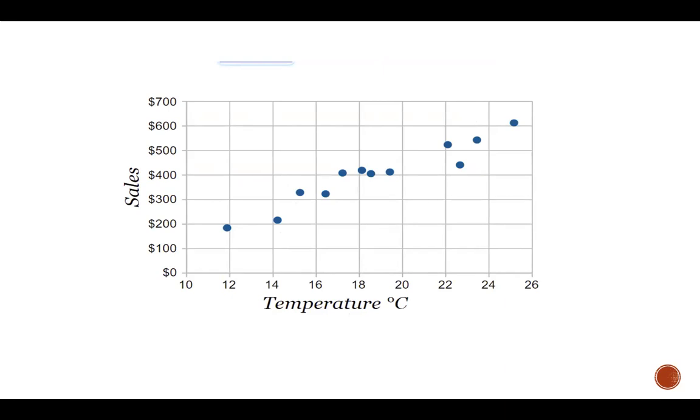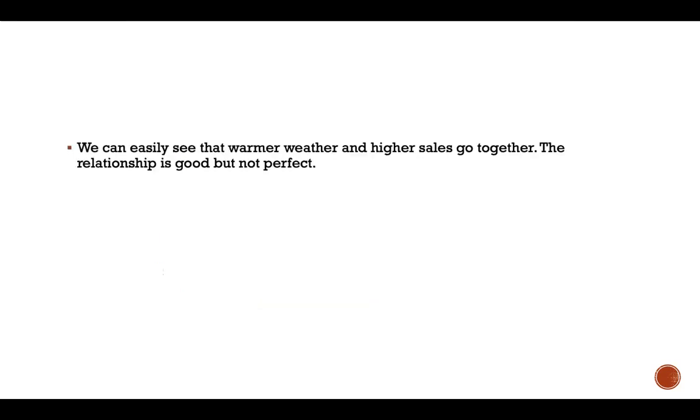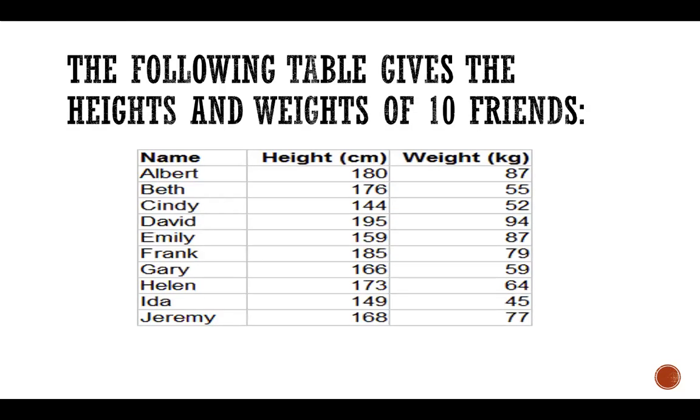As we can see in the scatter plot, we are able to make out the type of correlation, but we don't know the exact value of correlation. For that purpose, we find the correlation coefficient, which is represented by small letter r. In this graph we can easily see that warmer weather and higher sales go together. The relationship is good but not perfect.